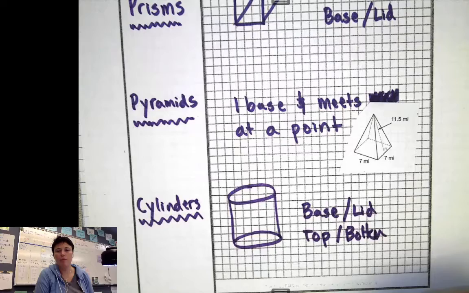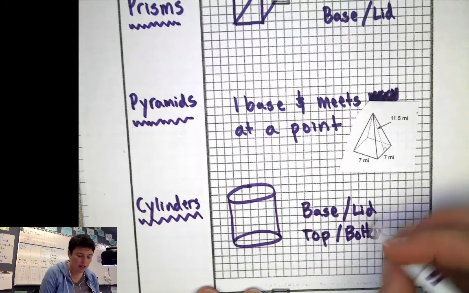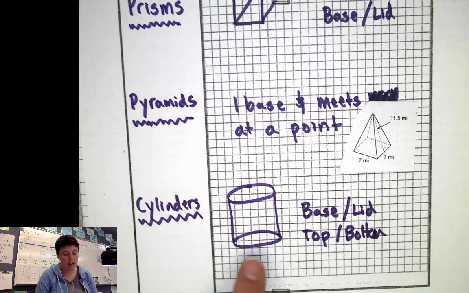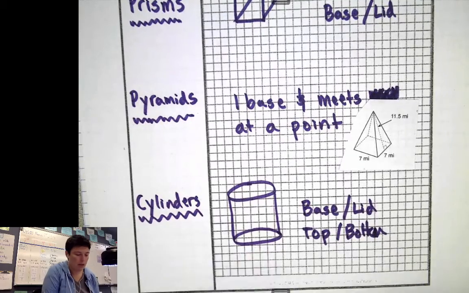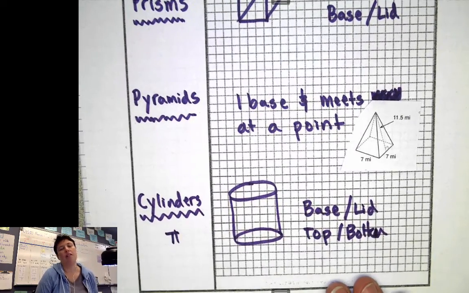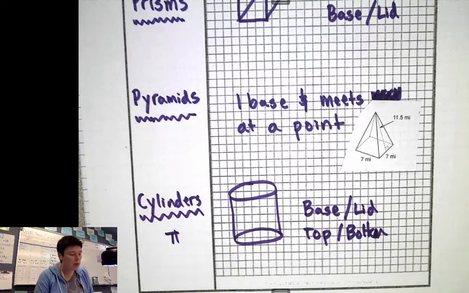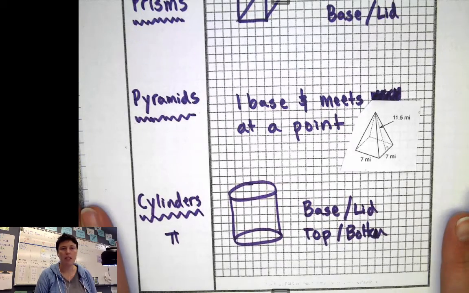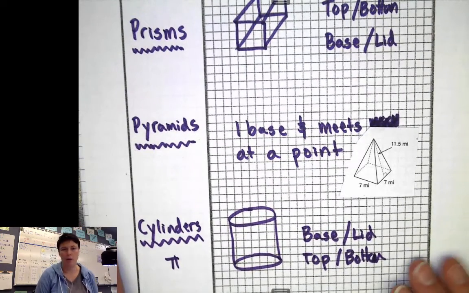But top and bottom, base and lid, whatever you want to say here, what I do know is that whenever we're doing a cylinder problem, we got to use pi. We got to use 3.14 because we've got that round object. So those are kind of the only three things we've worked on when it comes to surface area. But honestly, those are the only three that we really need to know in our curriculum that we're working with.